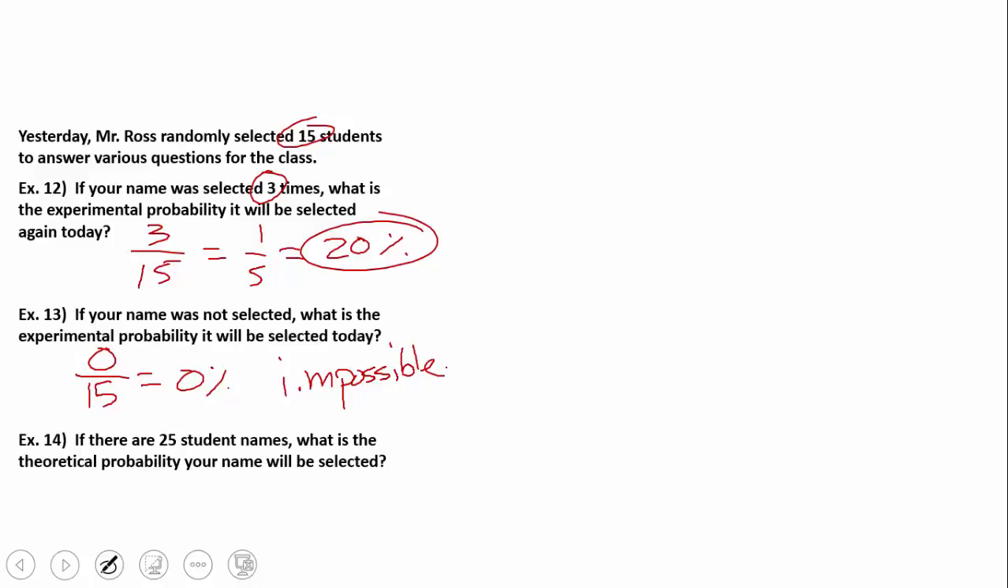And let's find out what that is. If there's 25 student names, what is the theoretical probability your name will be selected? Well, that's 1 out of 25, which written as a percent, that's a 4% chance. So experimentally, you're not ever going to get selected, but theoretically, you certainly would.